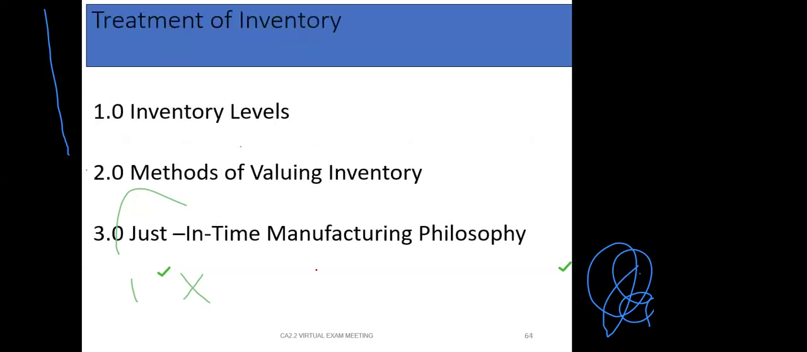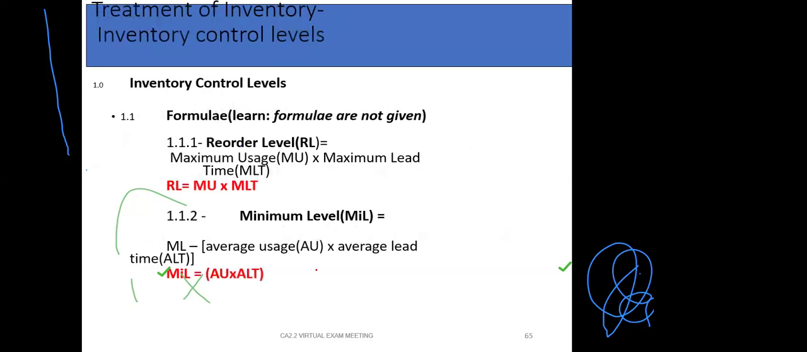So look at inventory levels, methods of valuing inventory, and the just-in-time manufacturing philosophy. For inventory control levels, you really need to know the formulas. Without knowing the formulas, you can't do justice to questions on inventory control levels. The formulas are not given, so you have to learn them, short of saying memorize.